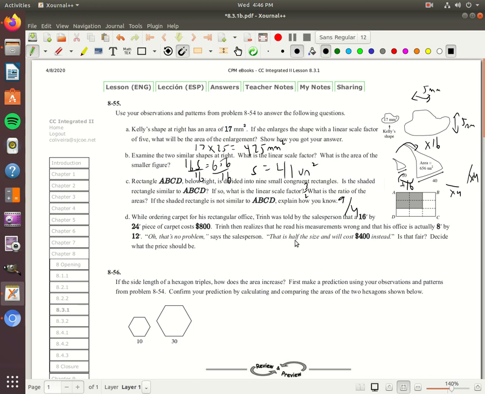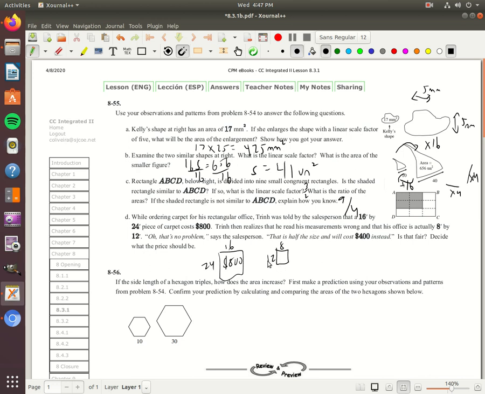Now, while ordering carpet for his rectangular office, Trinh was told by a salesperson that a 16 by 24 costs $800. So 16 by 24 costs $800. Trinh then realizes he read the measurements wrong, and it's actually 8 by 12. So that's no problem. That's half the size, so it'll be $400 instead.